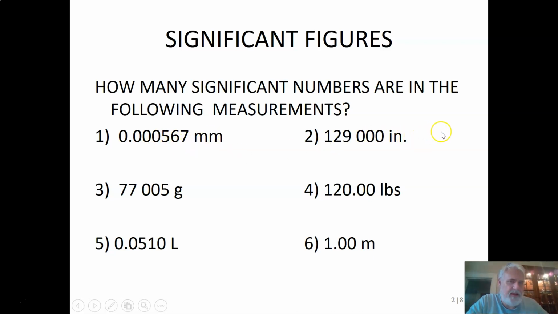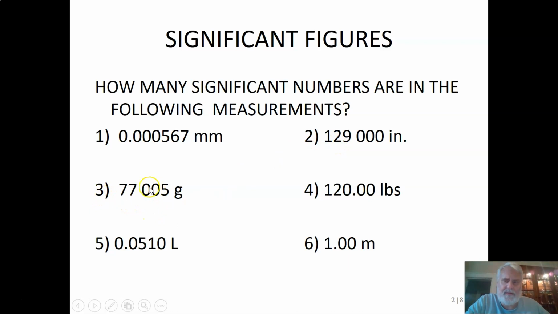Now, big numbers are the opposite. You start on the other coast here, and it'll always be no, no, no until you run into a non-zero number. So this is about 129,000 inches, plus or minus 1,000 there. So that would be 3 sig figs. So 3 sig figs for number 1, 3 sig figs for number 2.